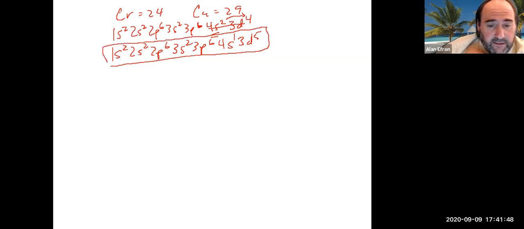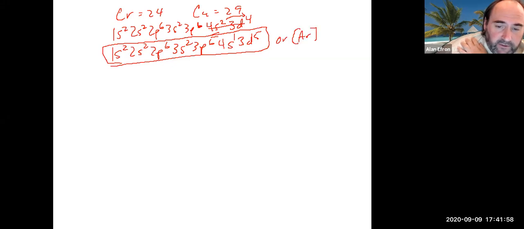We also talked about last time that, if you don't want to write the whole thing, you could do the noble gas configuration, which in this case would be argon in brackets. It's always a noble gas that goes in the brackets. Then it would be 4s1, 3d5. And again, this would be for chromium.